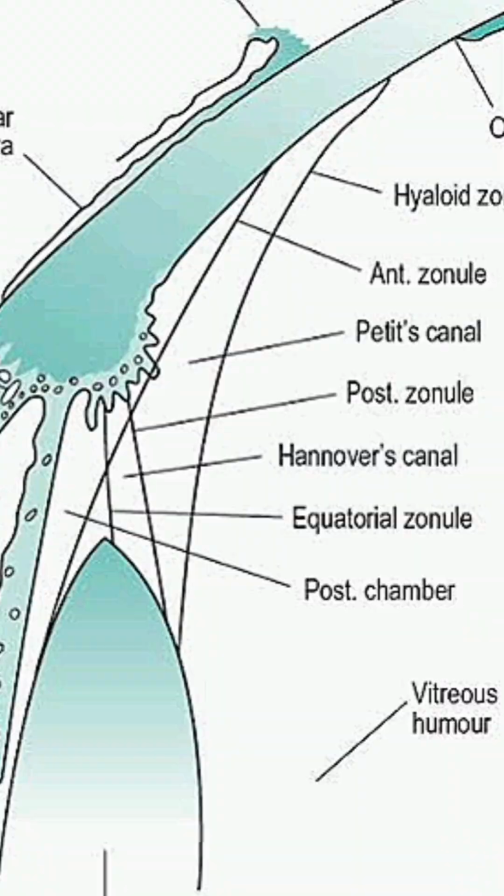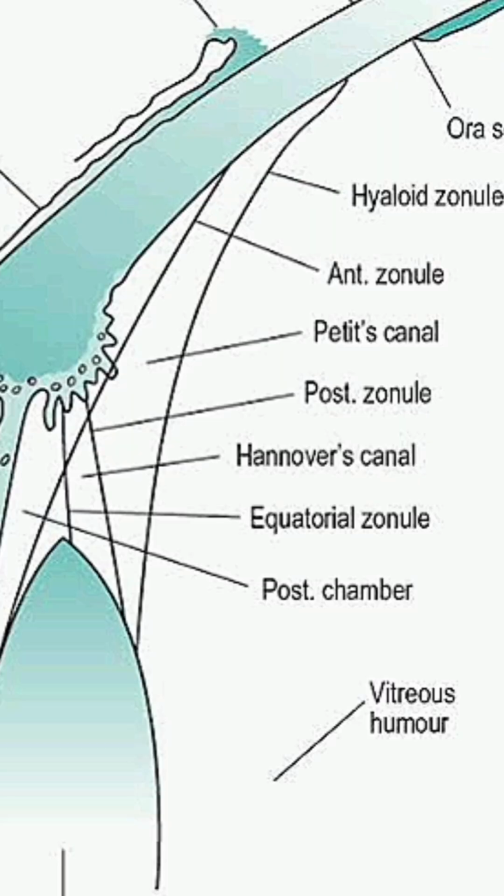So what are these? The canal of Hannover is present between the anterior and posterior limb of the zonular fork, that is, the anterior zonule and the posterior zonule. And the canal of Petit is present between the hyaloid zonule and the posterior limb of the zonular fork, or the posterior zonule and the hyaloid zonule. There is a space that is called the canal of Petit.